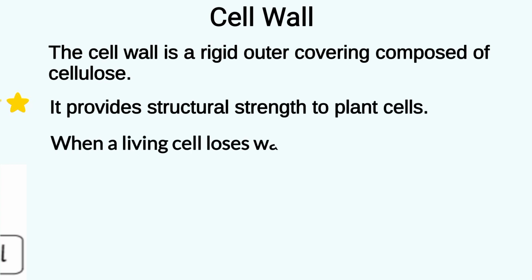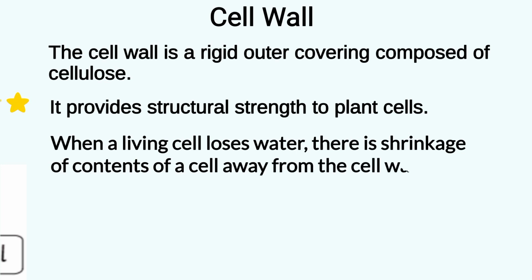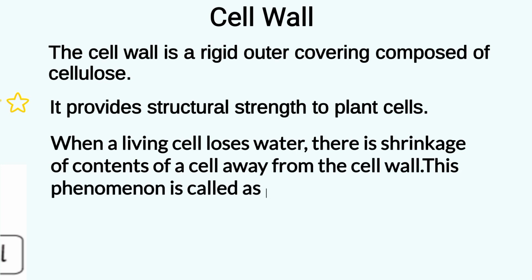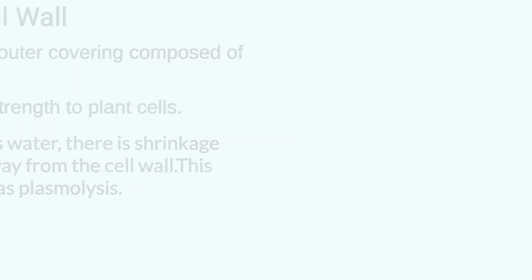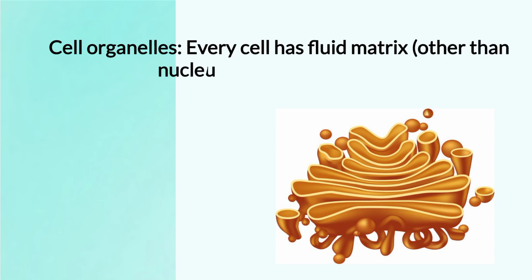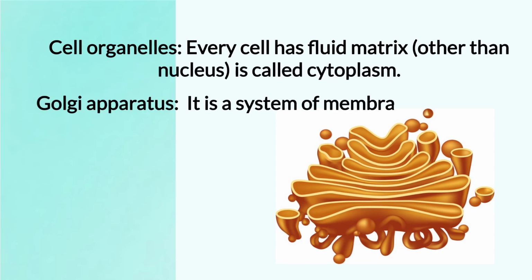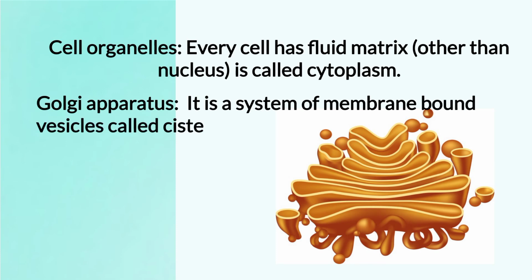When a living cell loses water, there is shrinkage of the contents of the cell away from the cell wall. This phenomenon is called plasmolysis. Cell organelles. Every cell has a fluid matrix other than the nucleus, called cytoplasm. Golgi apparatus. It is a system of membrane-bound vesicles called cisterns.